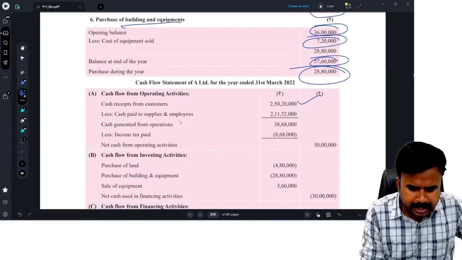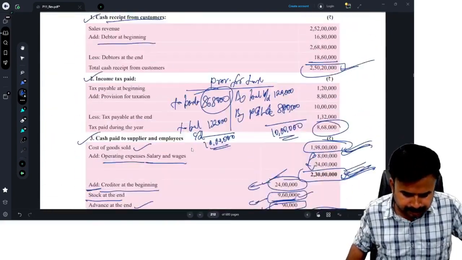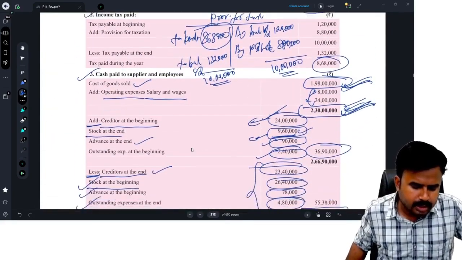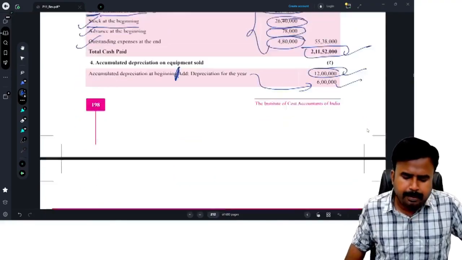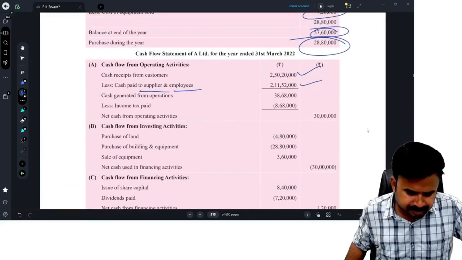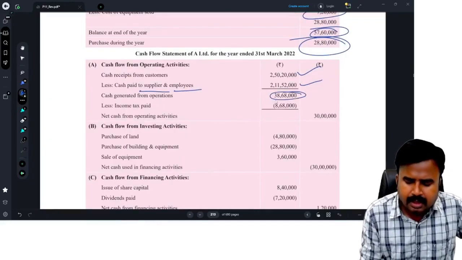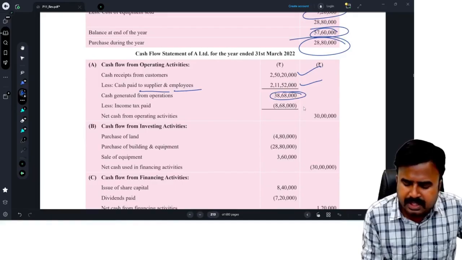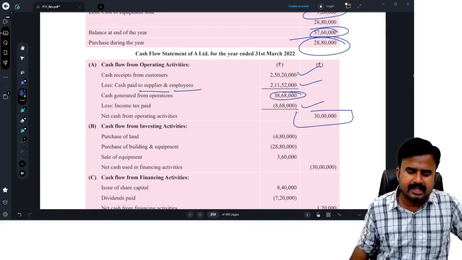Then cash payment to suppliers and employees: 2 crore 11 lakh 52,000. That's your second working note. Third working note. This is the transaction: 2 crore 11 lakh 52,000. That's my payment to suppliers and employees and other operating expenses also. I got cash generated from operations. Please deduct income tax paid from the provision for tax account. Then I'll get net cash flows from operating activities.